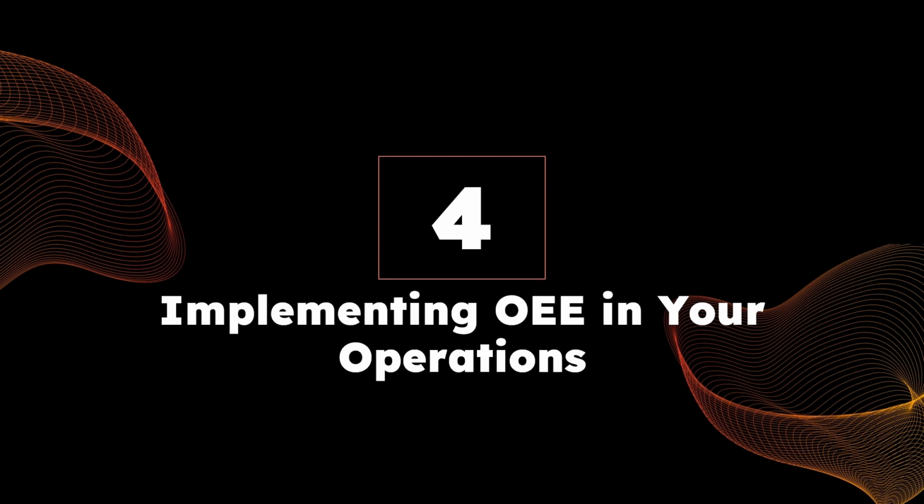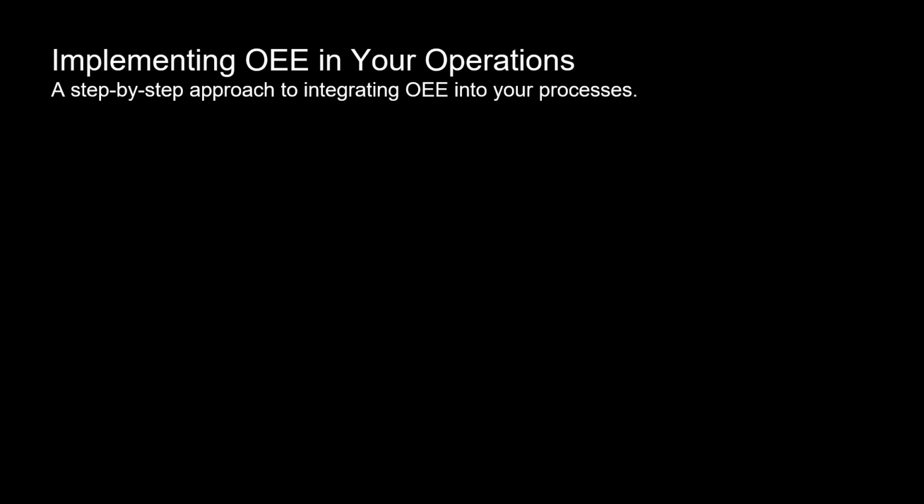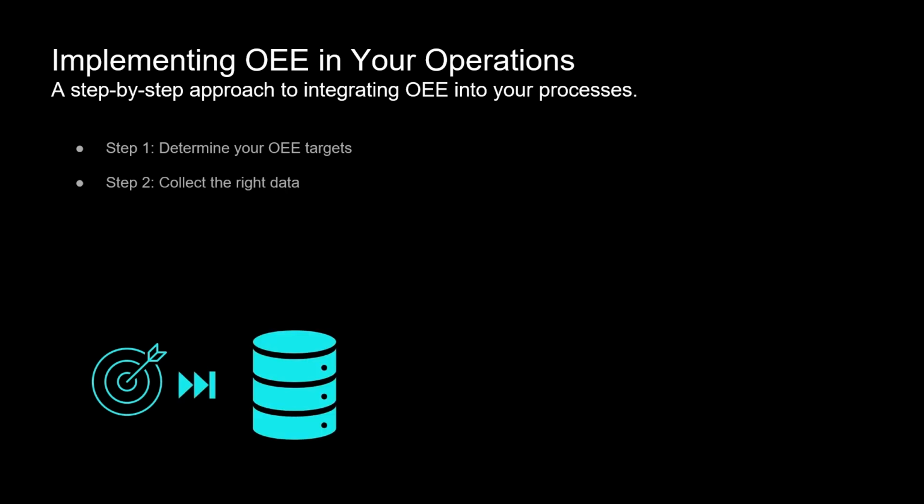How do you go about implementing it in your factory? You can easily implement OEE by following these steps. Step 1. Set clear goals for what you want to achieve with OEE implementation. Step 2. Collect data. Ensure you have access to accurate data from your production process.